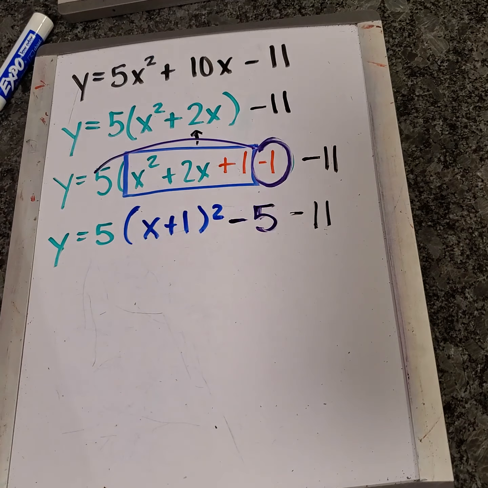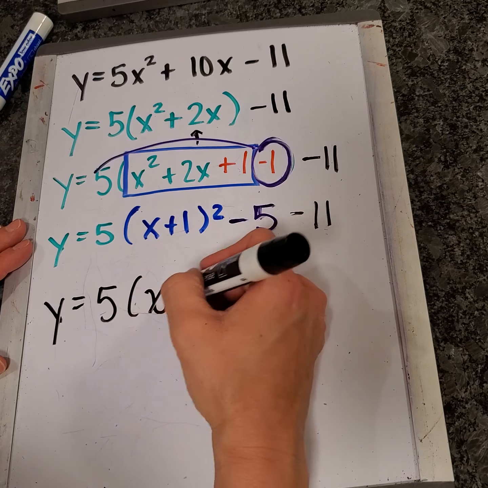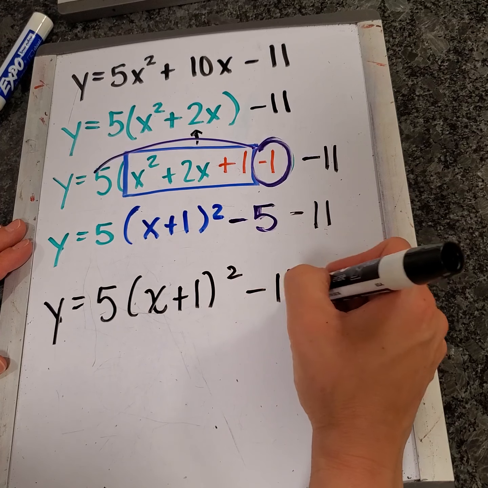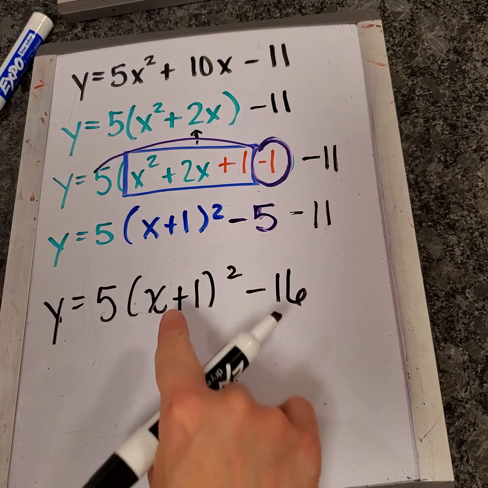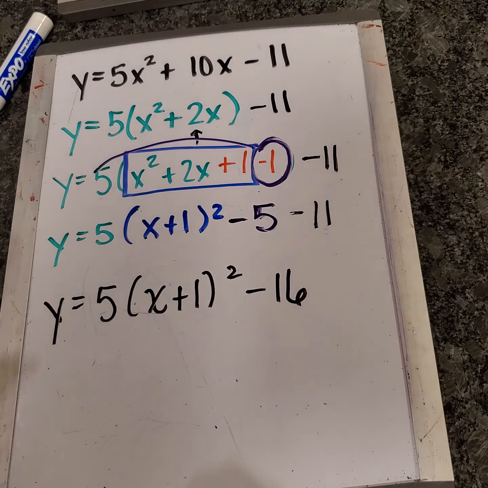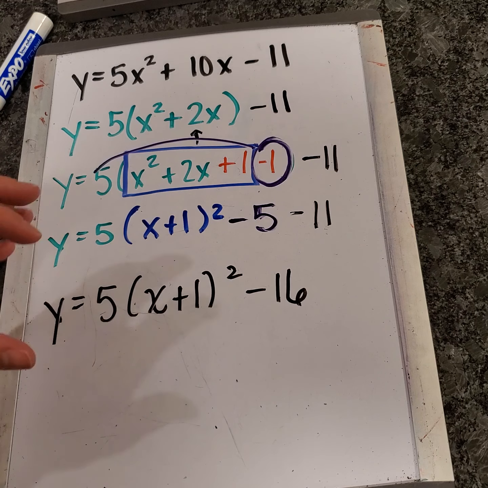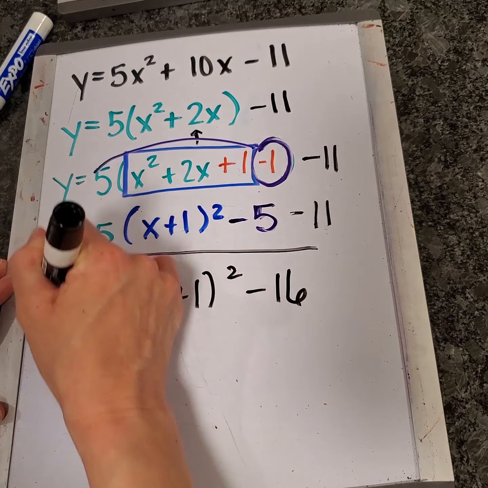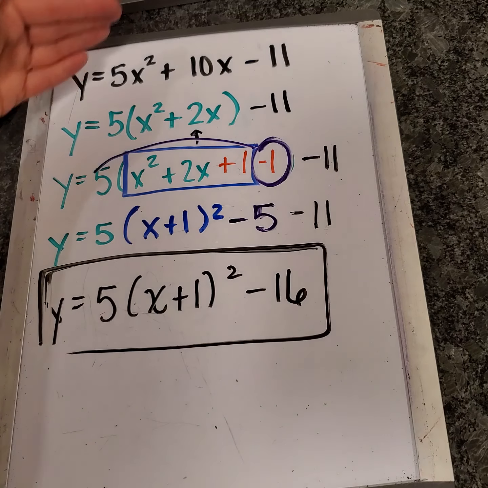And now I collect like terms, so I get 5(x + 1)² - 16. Okay, this is awesome. Now I know the vertex is (-1, -16). I know the transformations. If I was in grade 11 functions and I had to graph this, hint, hint, you will be doing that next year, I could make a transformation table. Okay, all the good stuff lies in vertex form, and completing the square gets me there in 3 steps.